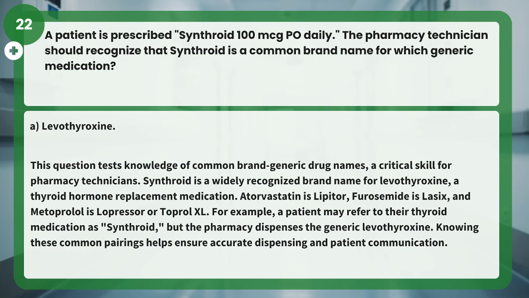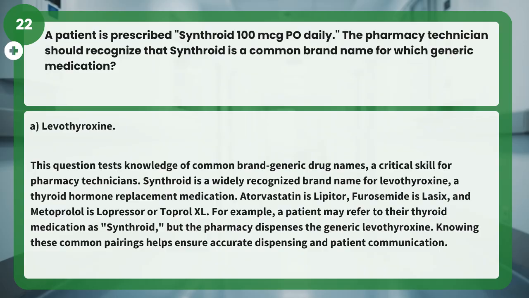Answer A. Levothyroxine. This question tests knowledge of common brand-generic drug names, a critical skill for pharmacy technicians. Synthroid is a widely recognized brand name for levothyroxine, a thyroid hormone replacement medication. Atorvastatin is Lipitor, furosemide is Lasix, and metoprolol is Lopressor or Toprol XL.